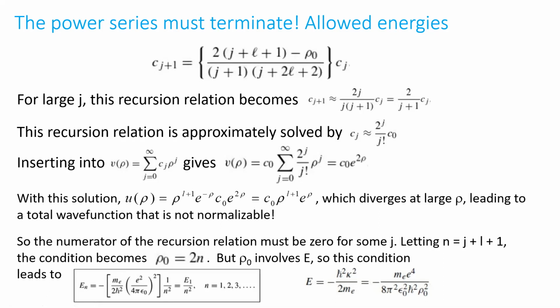So the fact that the power series must terminate gives a condition on rho naught, but since rho naught involves e, that means it gives a condition on e. So it's the fact that the power series must terminate that gives us only certain allowed values of e, indexed by the integers n equals 1, 2, 3, etc. That's similar to the harmonic oscillator, where we found only certain allowed energies. In that case, they were equally spaced because the power series for that one must terminate as well.